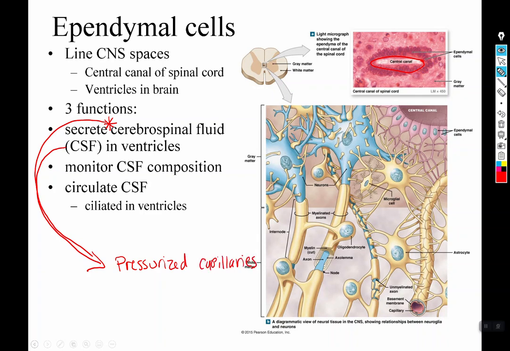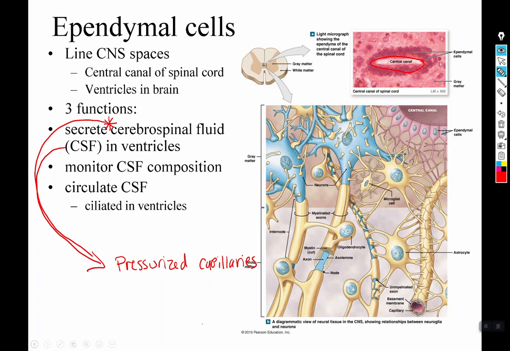In the brain, those pressurized capillaries are part of something called a choroid plexus, which again, I'll show you later. But basically, fluid leaks out of them, and then that fluid is modified by the ependymal cells and some other glial cells that we'll discuss. So I just don't want you to see the word secrete and think that they're doing it all by themselves, because that's not the case.